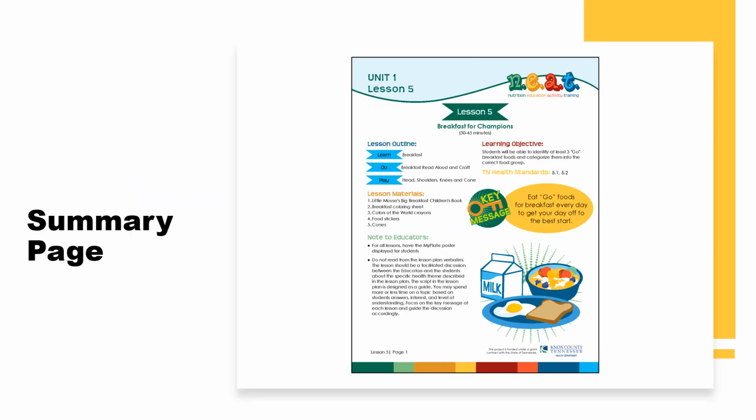The first page in every lesson plan is the summary page. The example shown on the screen is Unit 1, Lesson 5, titled Breakfast for Champions. On each summary page, you'll see a lesson outline and a list of materials needed for the lesson. Each lesson also has a learning objective, what we hope students will learn, and a key message, a kid-friendly summary of the lesson.